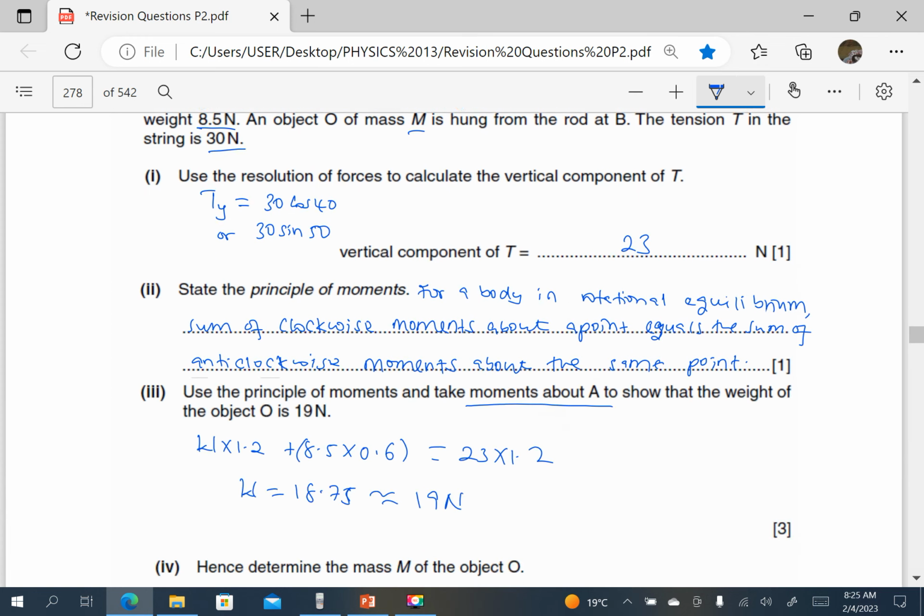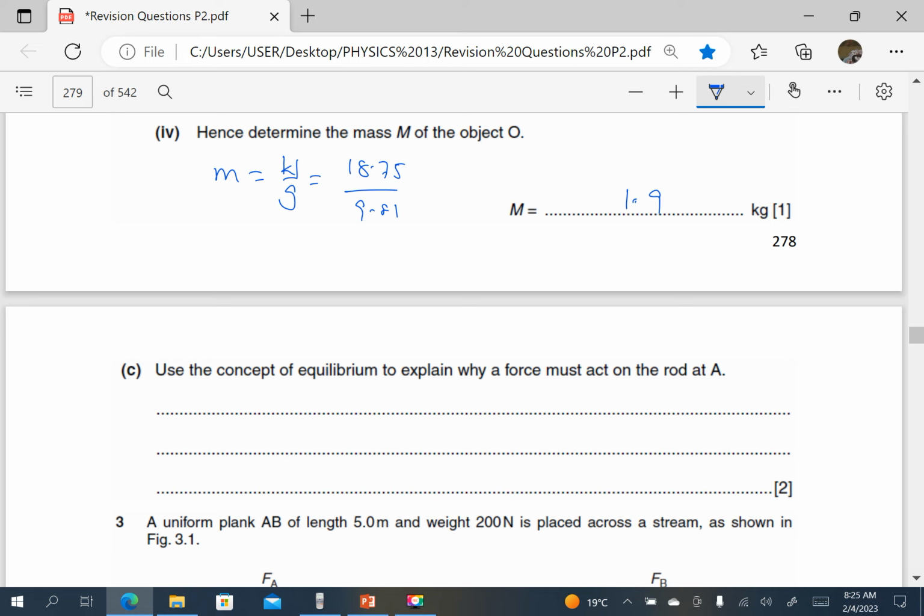Therefore, there should be a force from the wall towards the beam to balance the component of T in the horizontal. So the question says use the concept of equilibrium to explain why a force must act on the rod at A. So we say for equilibrium, the resultant force and moment must be equal to zero.